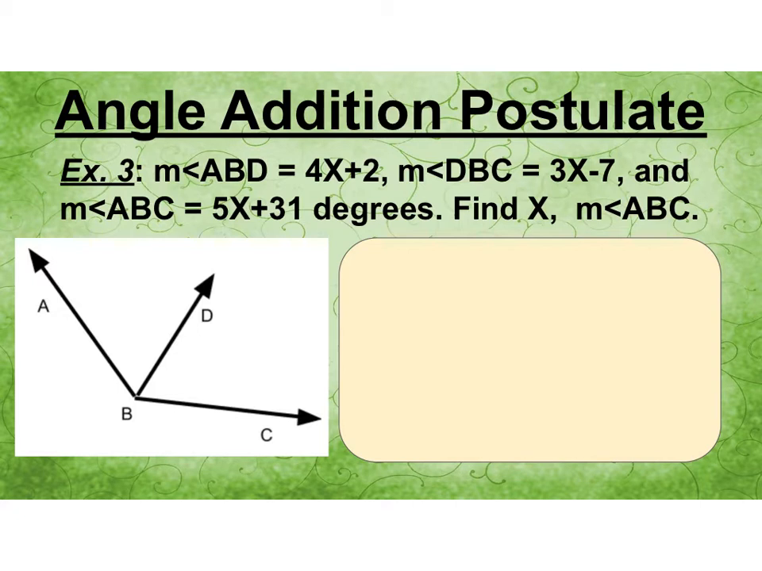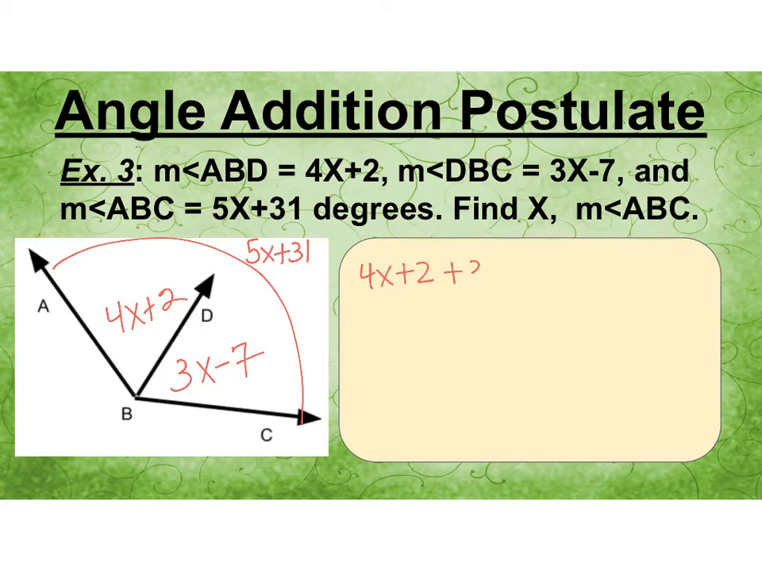Here we have a new example. ABD is 4X plus 2. DBC is 3X minus 7. And altogether, ABC is 5X plus 31. I'm going to apply the angle addition postulate, AAP, and I'm going to add my 2 smaller angles, 4X plus 2 plus 3X minus 7 equals 5X plus 31. We'll simplify on the left by combining like terms, so I get 7X minus 5 equals 5X plus 31.